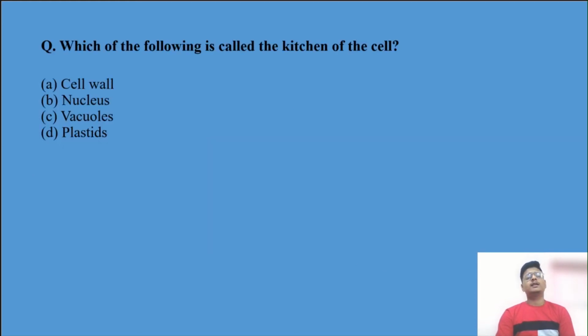Now, which of the following is called the kitchen of the cell? Now see, the kitchen of the cell is known as plastid, because one type of plastid has chlorophyll. And chlorophyll, what does it do? It makes food, and where is the food made? The food is made in the kitchen. That's why it is known as the kitchen of the cell. Okay students, till now everyone is clear?